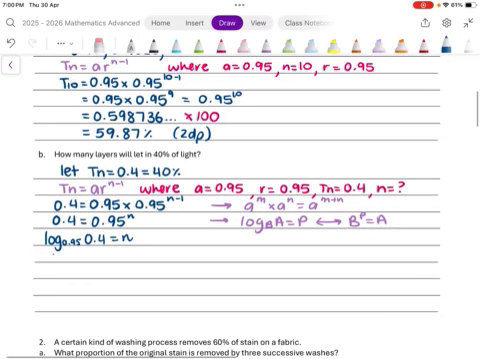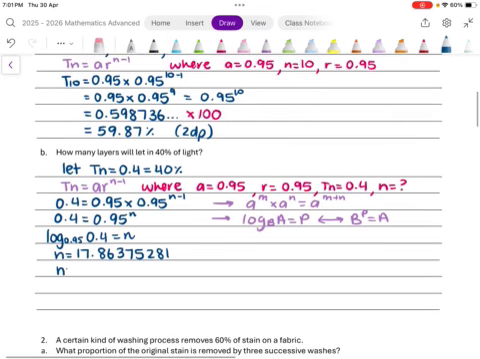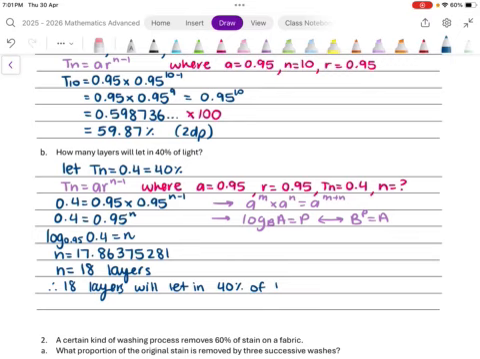So we can put this straight into our calculator. So n equals 17.86375281. We want to know how many layers will let in 40% of light. We can't have point layers, so we are going to round up so that it is 18 layers for n. So therefore 18 layers will let in 40% of light.